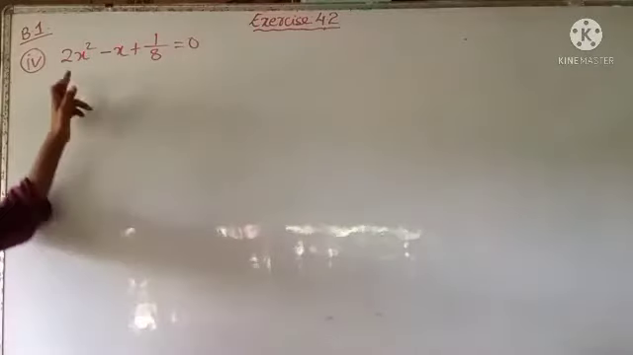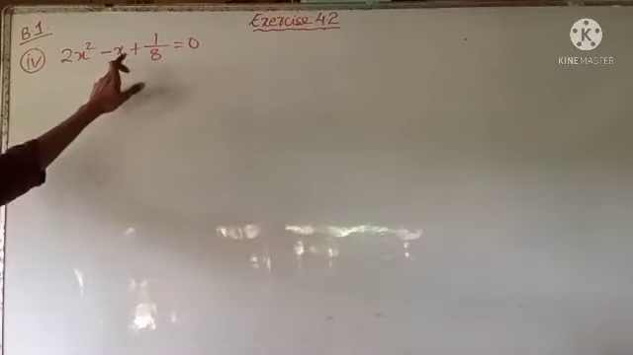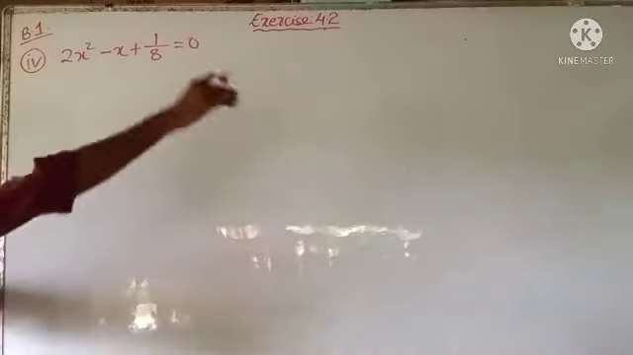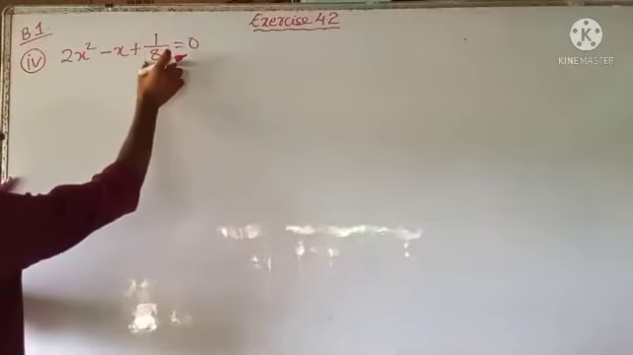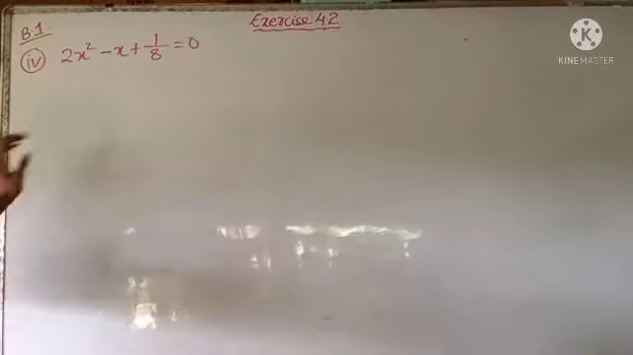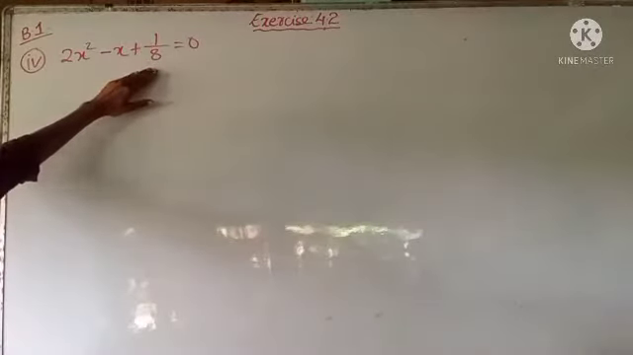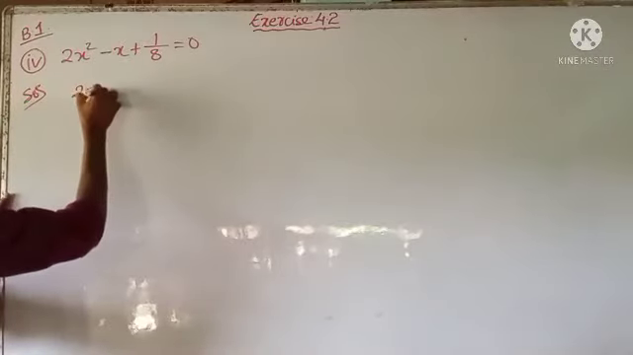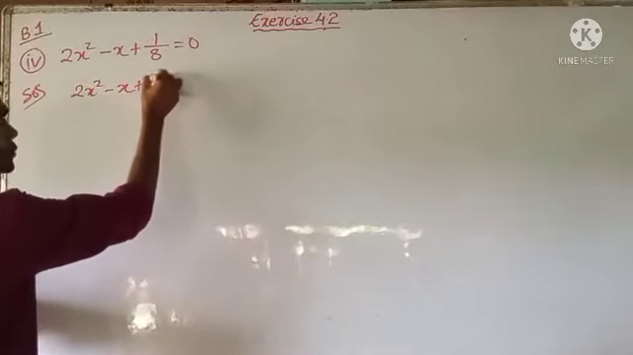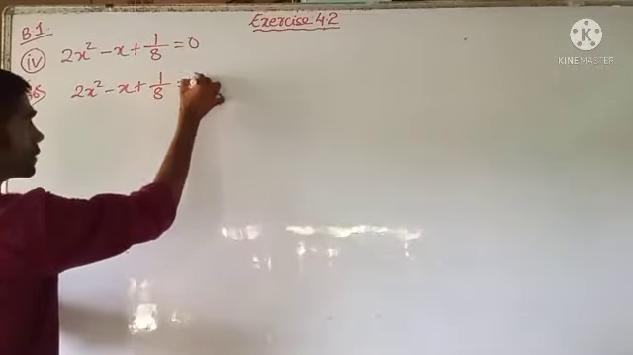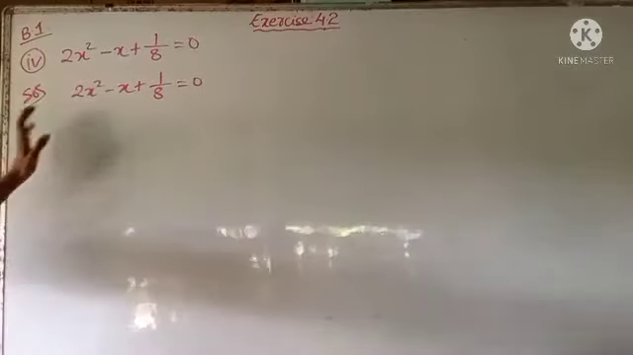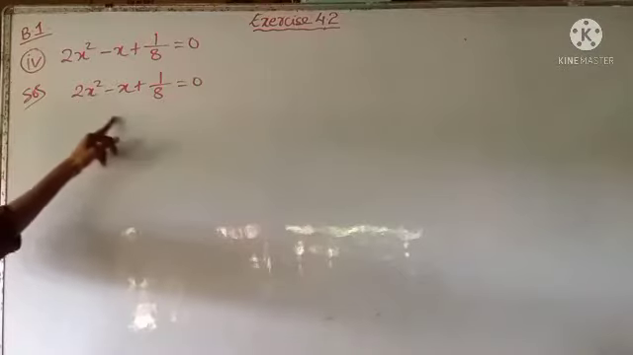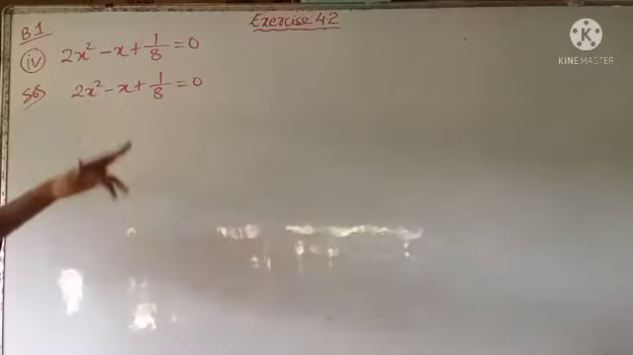Option number 4 here: 2x square minus x plus 1 by 8 is equal to 0. Here we can see that this constant term is in fractional form. So we will take the LCM, 8, and then solve. We can also solve it directly, that is, the coefficient of x square will multiply with the constant term, and then we can solve.